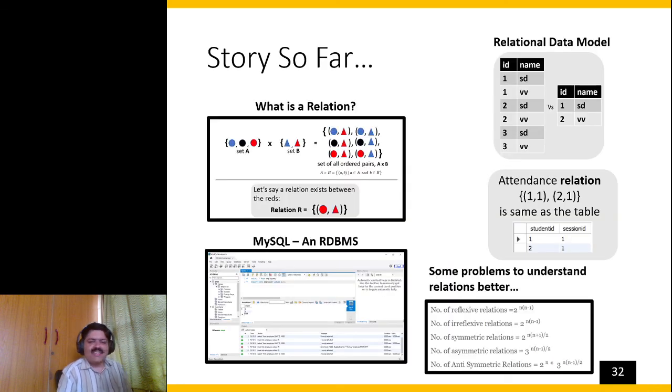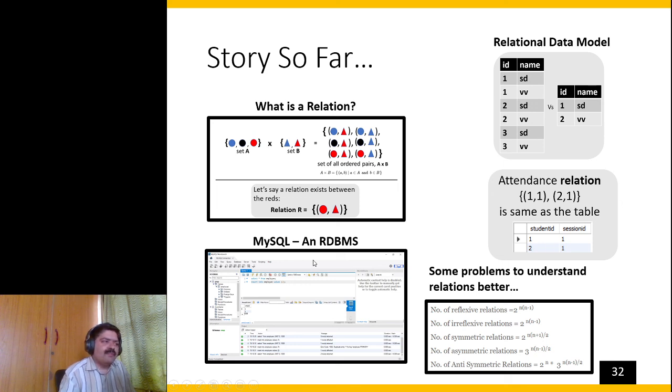So let's summarize the story so far. We understand what a relation is, and we see that a subset of a Cartesian product, which is a relation, is a very interesting and applicable thing when it comes to capturing interrelated data. So we love to see the data that we have as a relation. That's the fundamental idea that we are trying to develop. Here is an example, an attendance relation. Student ID 1 attended session ID 1, student ID 2 attended session ID 1 can now be captured as a relation.